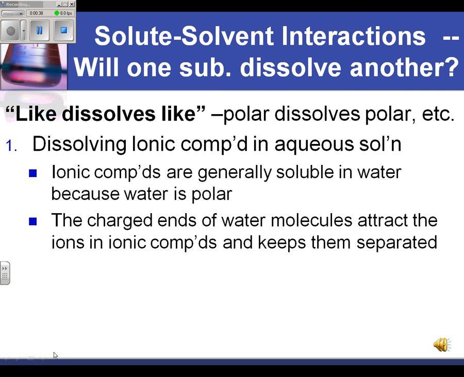But what about ionic substances? What will they dissolve in? Well, ionic compounds are generally soluble in water because water is polar. What happens is we get these charged ends of the water molecules, and remember they have those partial positive and that partial negative. Well, they get attracted to the full charges, the positive and negative, of ionic compounds and kind of get in between them and keep those ions separated and into solution.